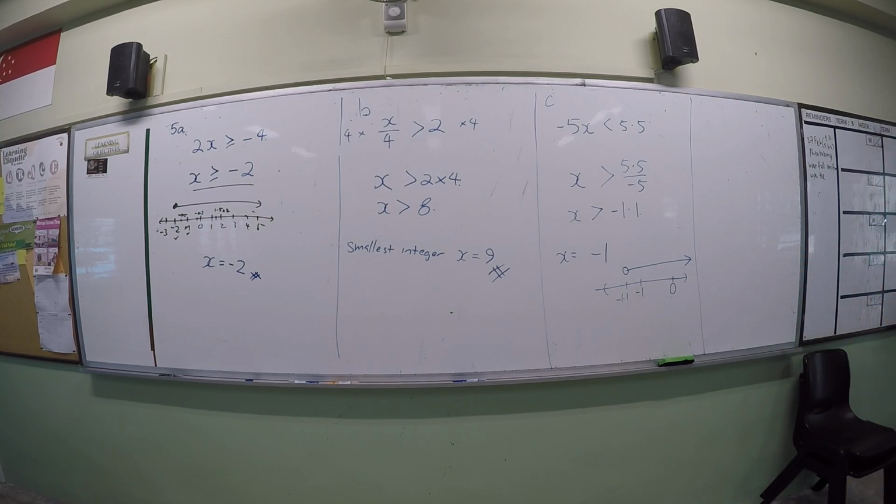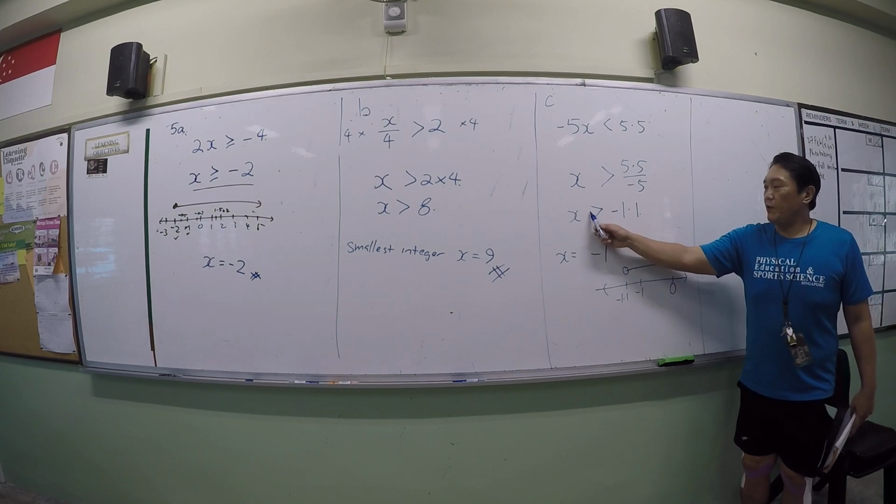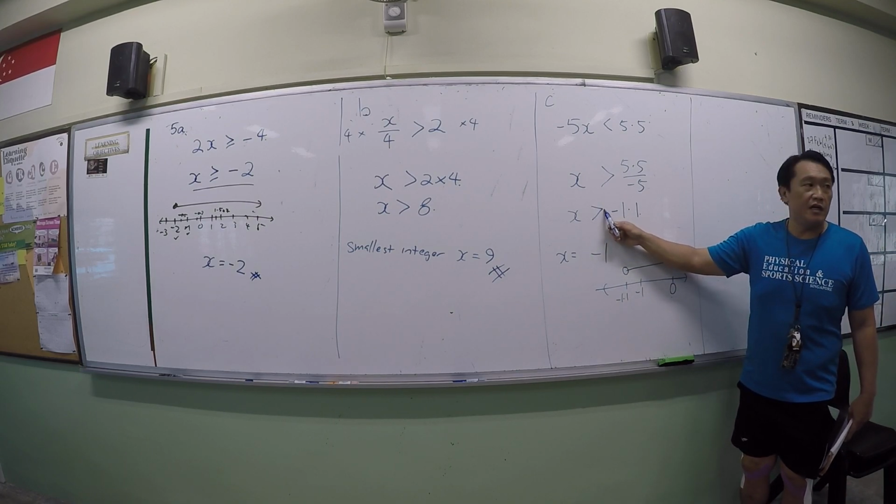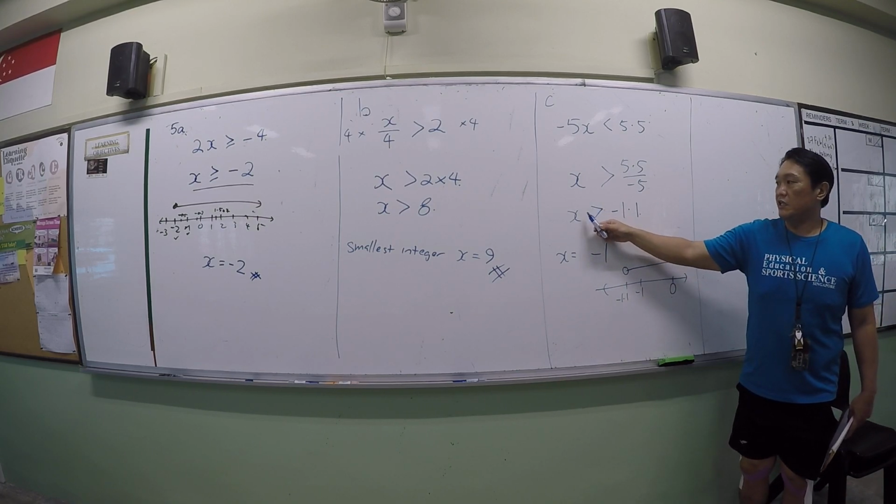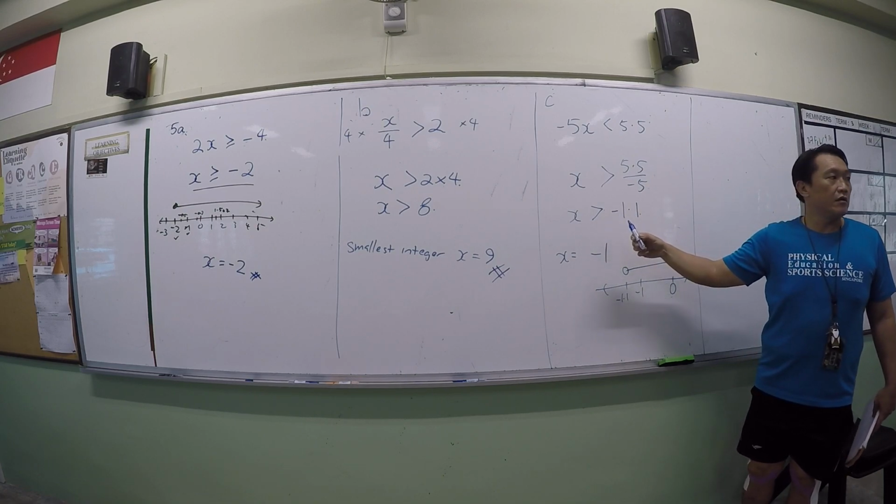Like this means this side is bigger than this side. Here bigger or here bigger? Yeah, so this side is bigger than this side.